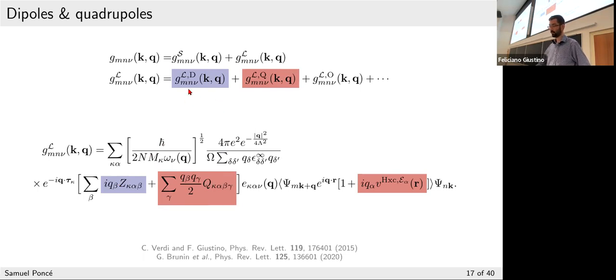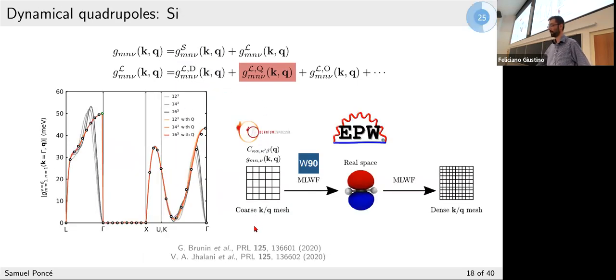Now, for a relatively long time, one was only subtracting the dipole term, the Fröhlich term, but it's been recently pointed out that actually quadrupoles are important. So for example, in silicon, you don't have a Fröhlich term, you don't have dipoles, but you do have quadrupoles. And this is an example of the electron-phonon matrix element for a specific band in silicon. The x-axis is the Q point. So I'm looking at a specific K point, and I'm now changing the Q points.